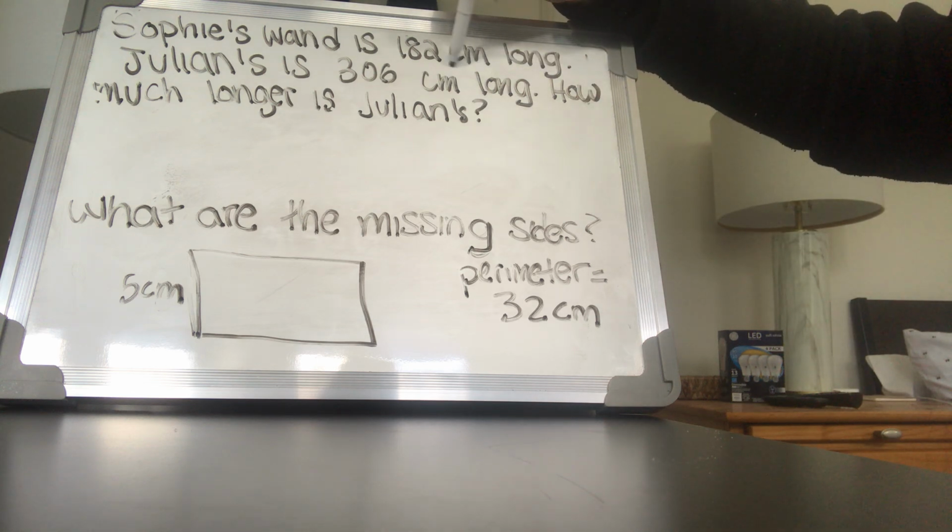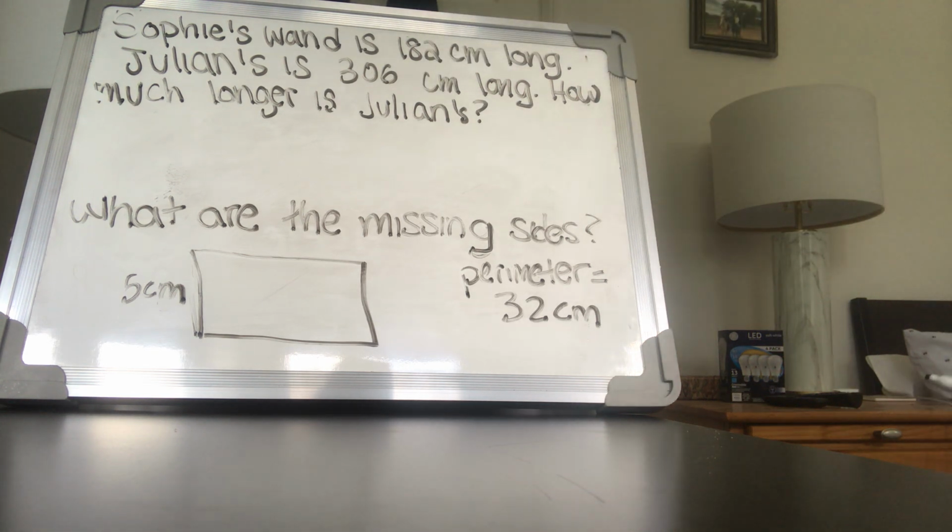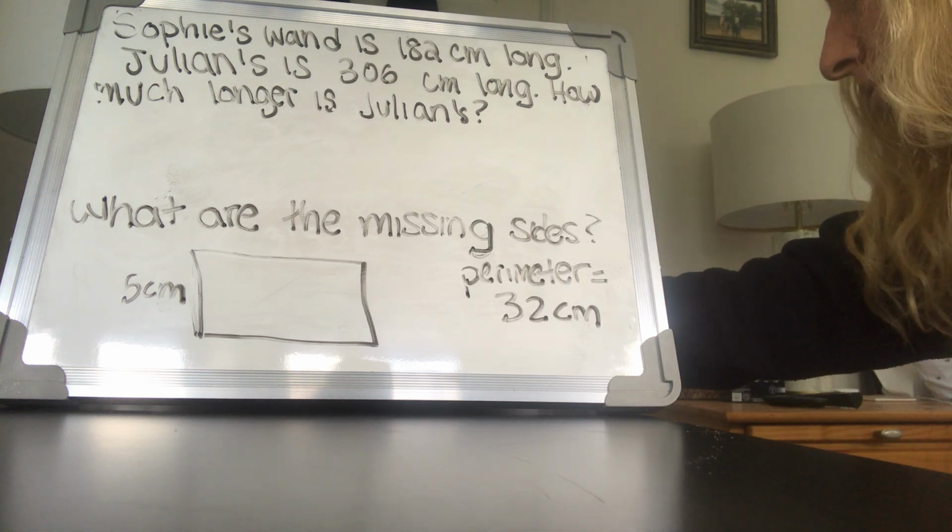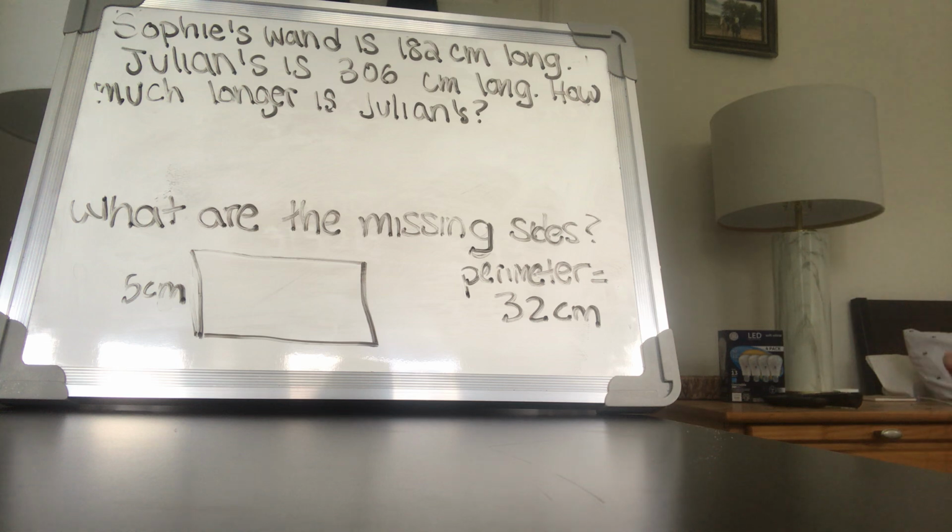First, check your units. Sophie's is measured in centimeters. Julian's is also measured in centimeters, so you can solve. You may begin. About halfway time.